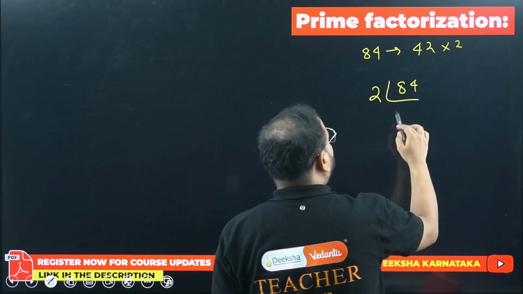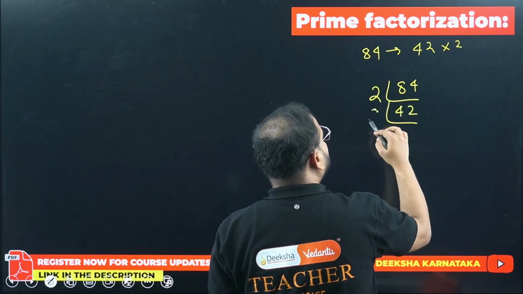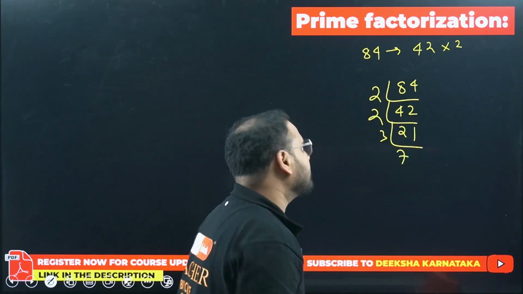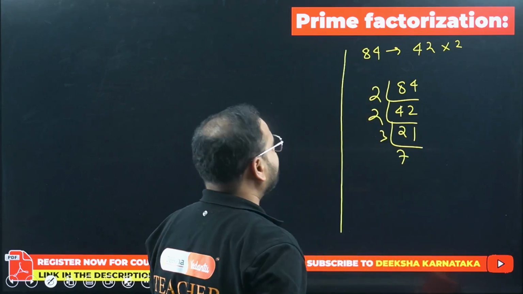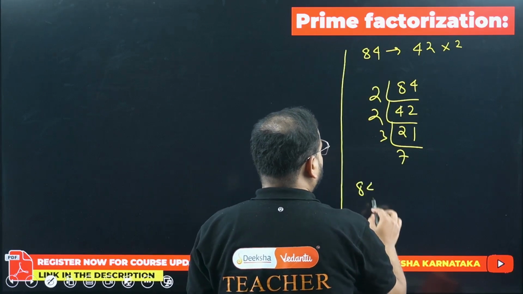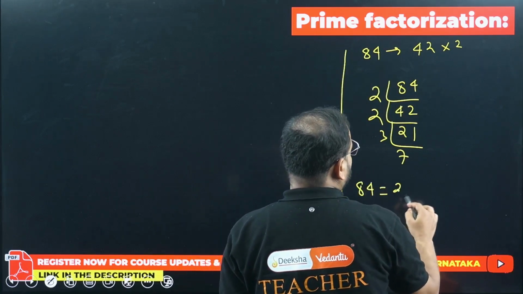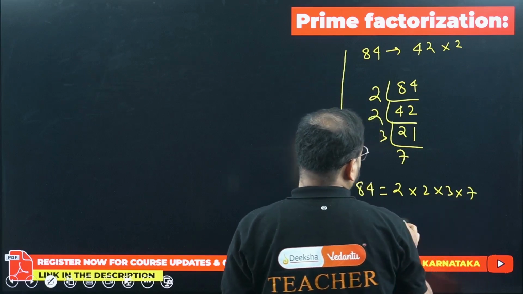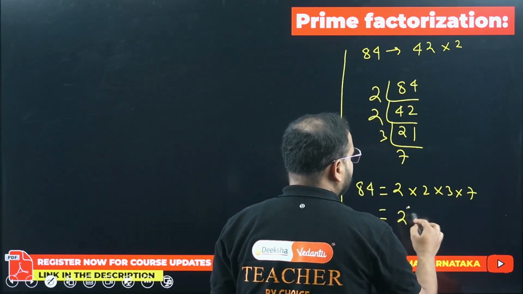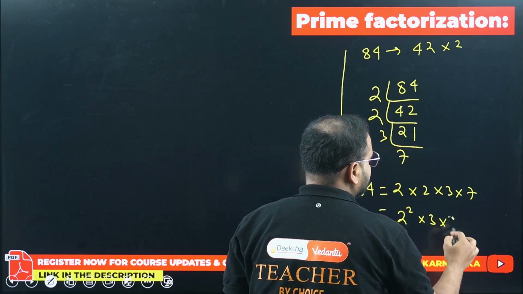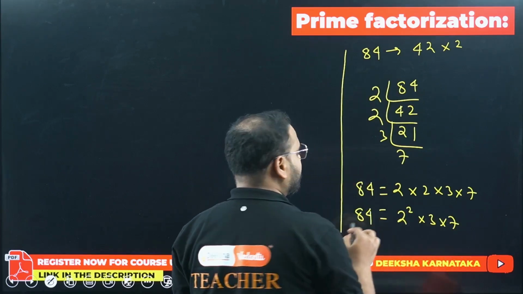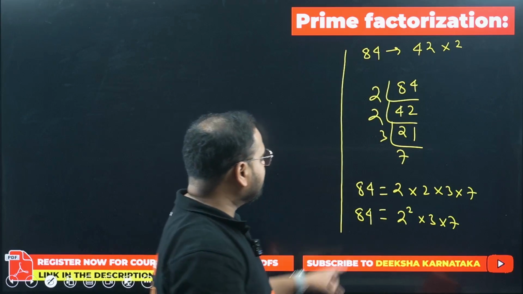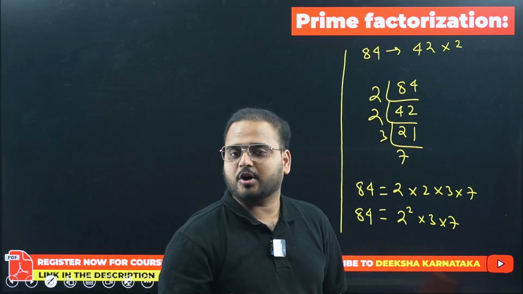So if I take 2, 42. Over here again 2, so 21. Again 3, so 7. What I end up with, please have a look: I can write this number 84 as 2 times 2 times 3 times 7. How much am I going to get for this? 2 squared times 3 times 7. So this is my prime factorization for the number 84. This is how we use this. We write the given number in the form of a product of only prime numbers.